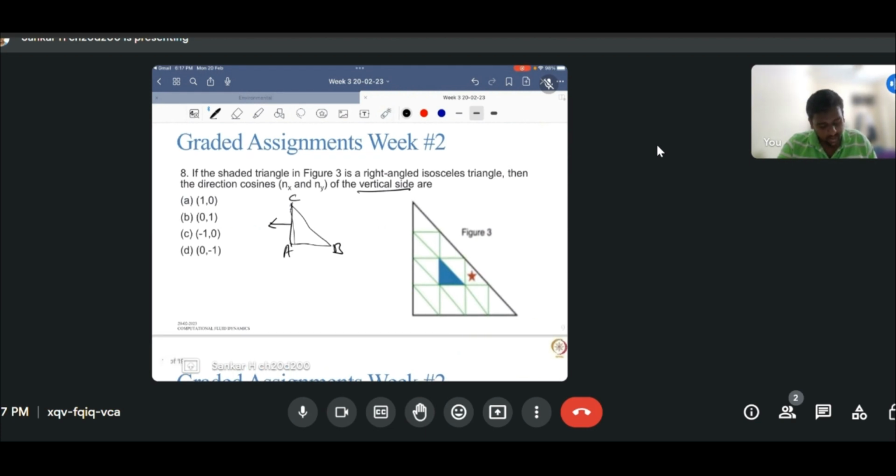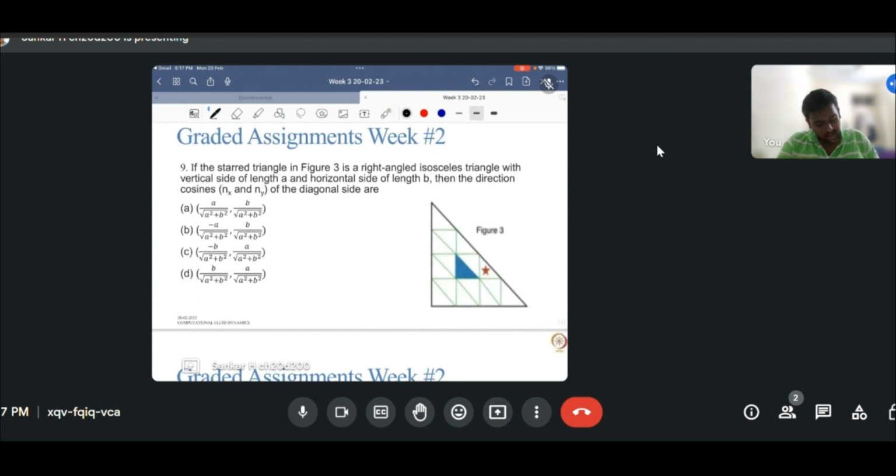Therefore, its unit normal will be in the direction of -1, 0, because the angle made by the unit vector with the plane is 180 degrees. So the coordinates will be cos pi, sine pi, and cos pi is -1, sine pi is 0. Therefore, the direction cosines of the vertical side are -1, 0.